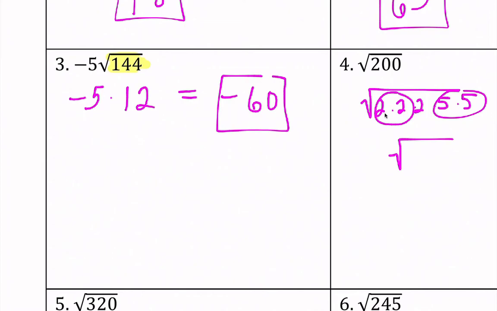All right, I know this 2 can escape while its partner is sacrificed. I know this 5 can escape while its partner is sacrificed. This 2 right here is stuck in the prison. All I have left is to simplify. On the outside, 5 times 2 is 10.